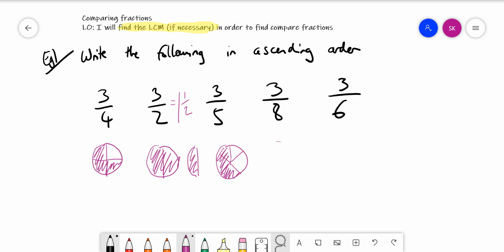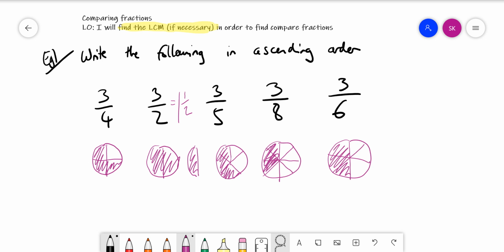3 over 8, split into eighths. I've got that much. And 3 over 6 is the same as a half. I've got that much. What do you notice?